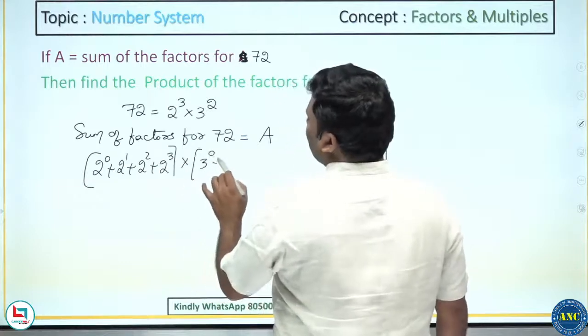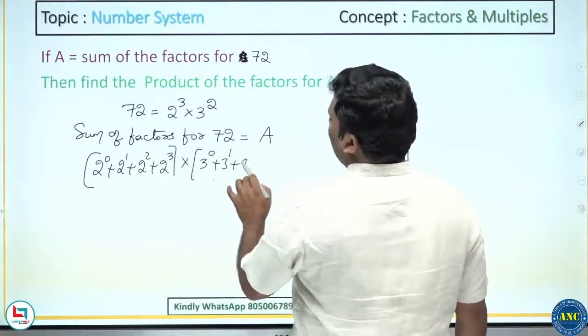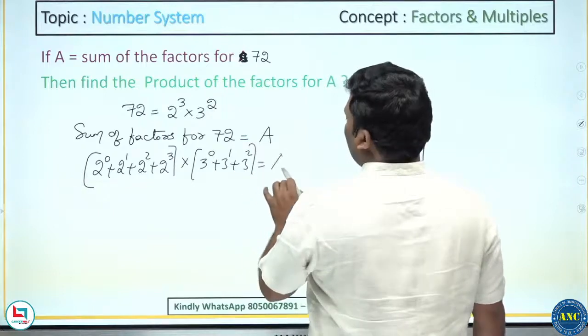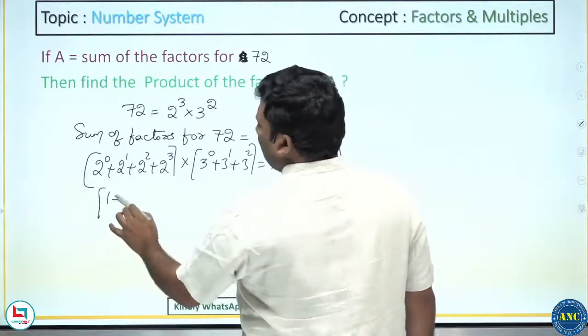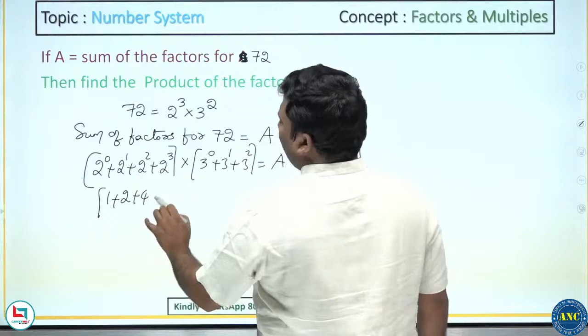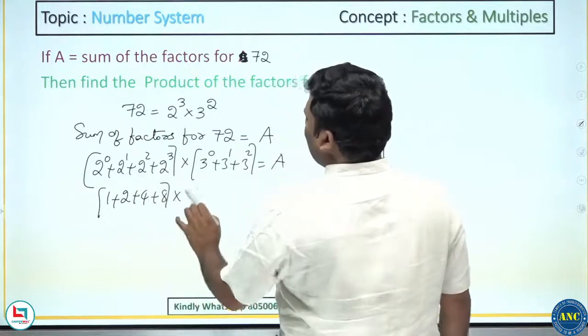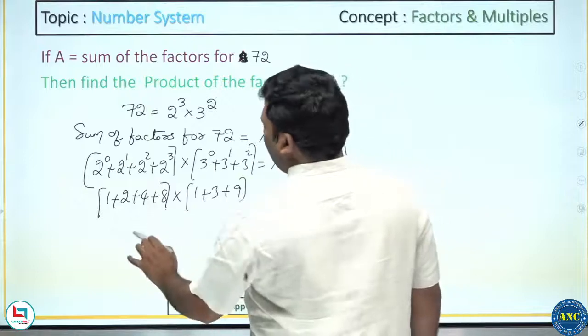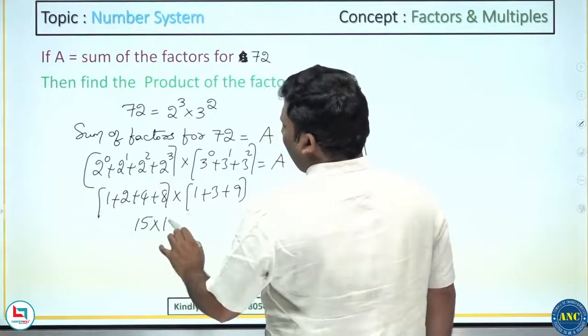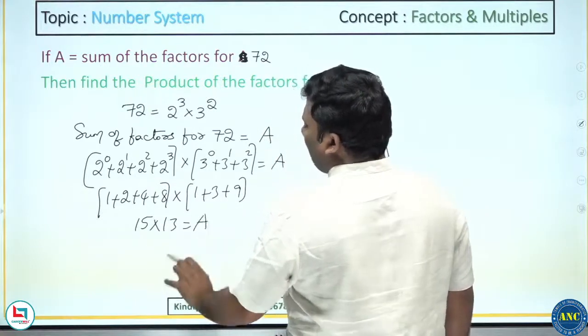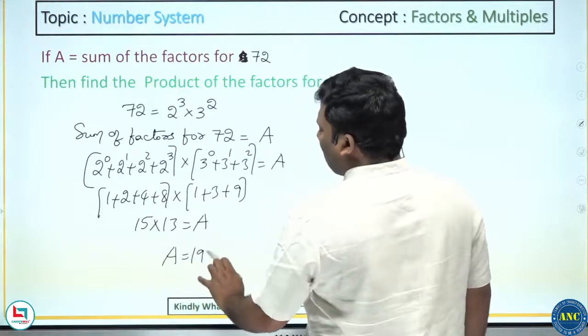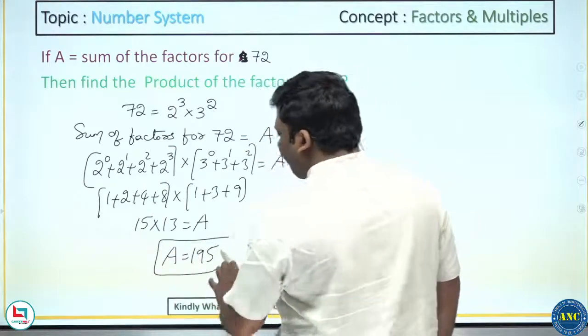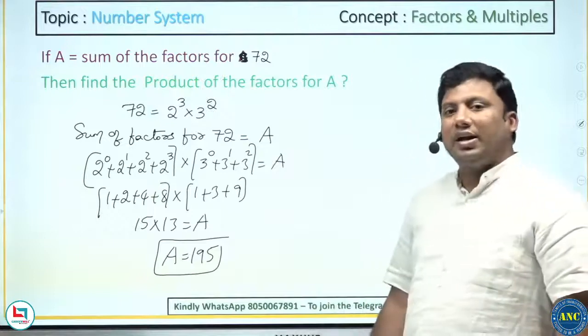Similarly, start from 0 for 3: 3 power 0, 3 power 1, 3 power 2. Equivalent to A. So these are 1 plus 2 plus 4 plus 8 into 1 plus 3 plus 9. So this is given by 15 into 13. 15 into 13 is capital A. Capital A is 195.